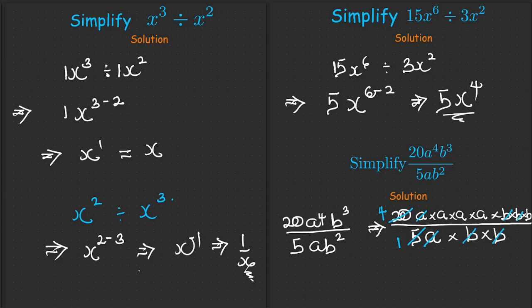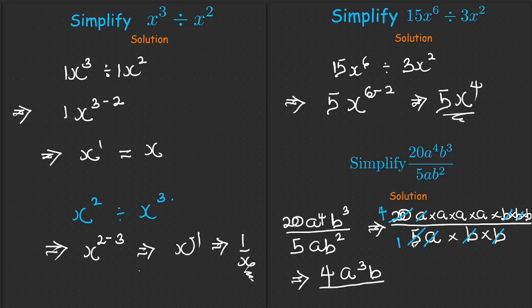And with that, let's look at what we have remaining as our numerator. We have our 4. Then for the a's, we have 1, 2, 3. So we have 3 of the a's. That is a to the power 3. And looking at the b, we have just 1 remaining. So our b comes here all over.